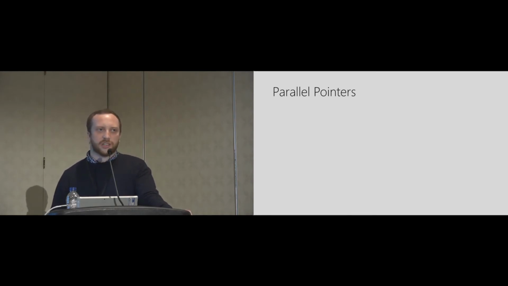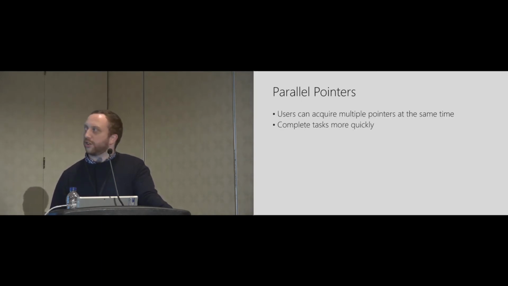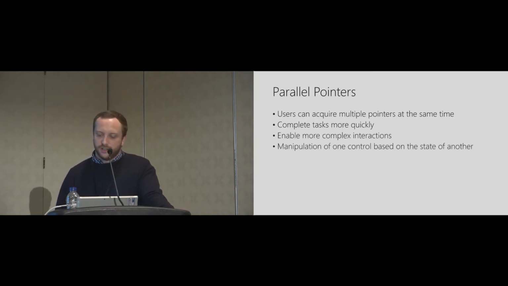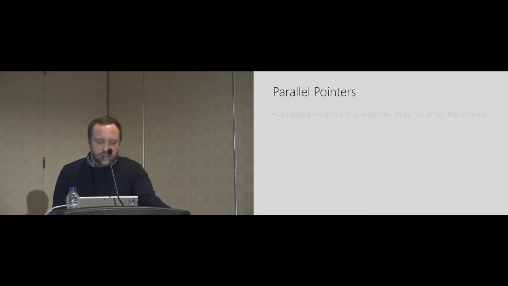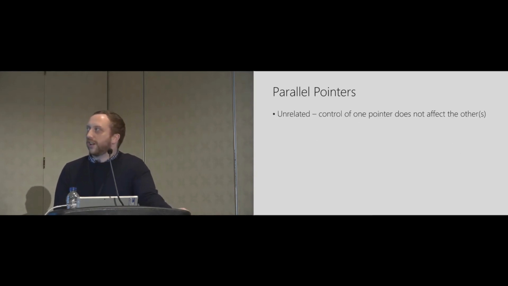We can also have parallel pointers, so a single user can acquire multiple pointers, and this can be to complete tasks more quickly, to enable more complex interactions, to manipulate one control based on the state of another. And we can categorize into three categories. So the first is unrelated, so the control of one pointer does not affect the other. So for example, in a smart home system, one might change the heating while changing the volume of the radio. These are unrelated, but the user could do them at the same time.